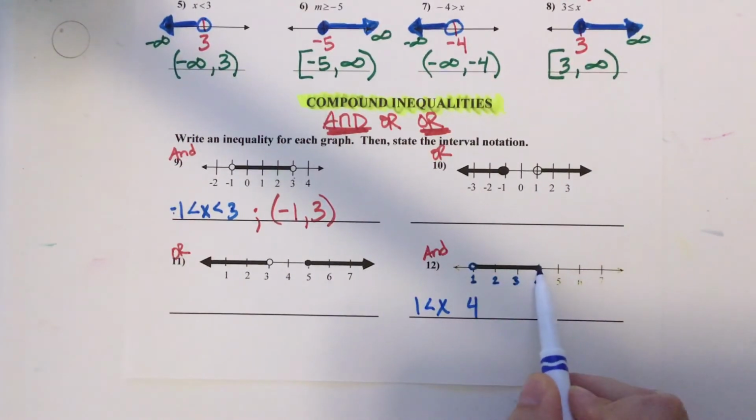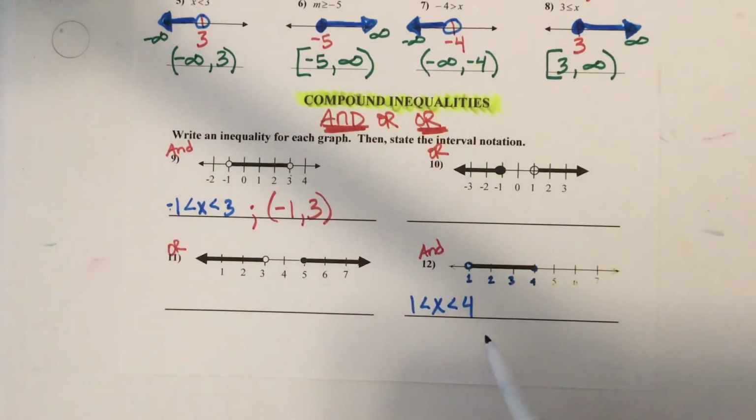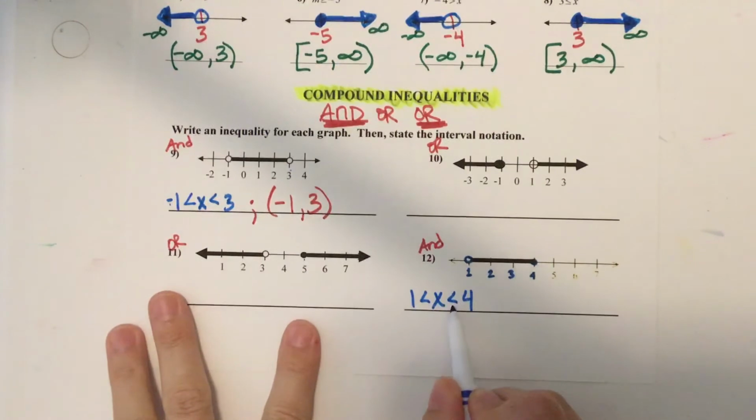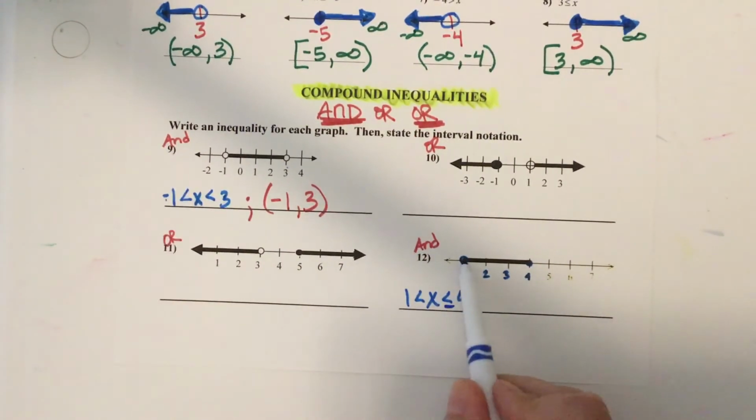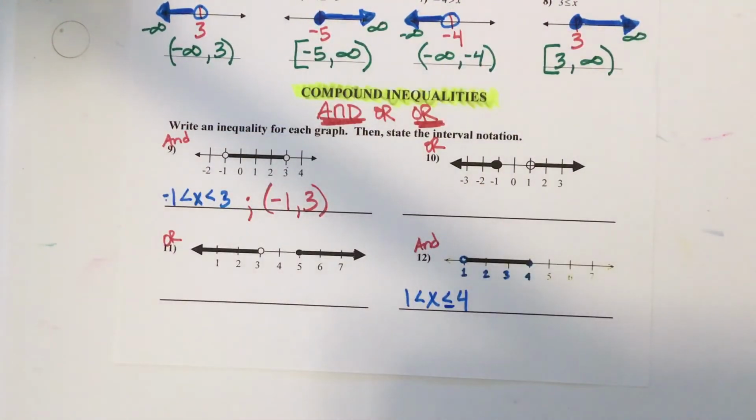When you're here at the 4 and go left, you're getting smaller. So I want to say x is less than 4. So I have to put the pointed end facing the variable, so it says x is less than 4. And then, because the 4 has a closed circle, it gets an equals. But the 1 is open, so no equals. So once again, smaller number on the left, bigger number on the right. That's how the signs look.